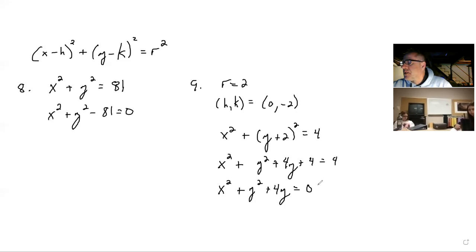10 and 11. 11 would be the one with the most algebra, because you would have to multiply out both the quantity squared for x and the quantity squared for y, but the process is still the same. Multiply them out, combine like terms, set it equal to 0. Okay, any other questions besides those?